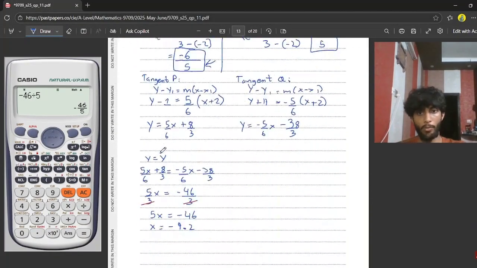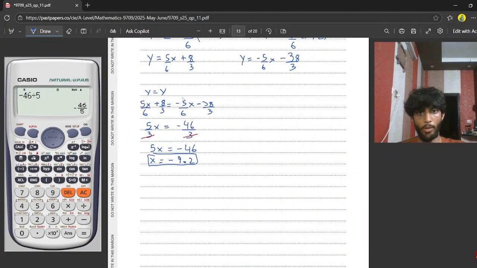Now we still want the y coordinate, so we can plug this value back into any equation, either this one or this one. I'm just going to plug it into one of the equations. We get 5/6 times -9.2 plus 8/3, so y is basically -5. Okay, so we got x equals -9.2 and y equals -5. Now this opens up a lot of doors for us.